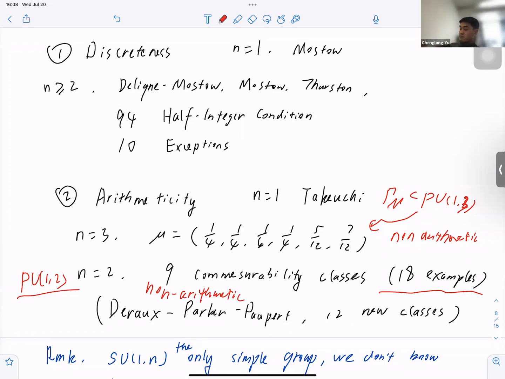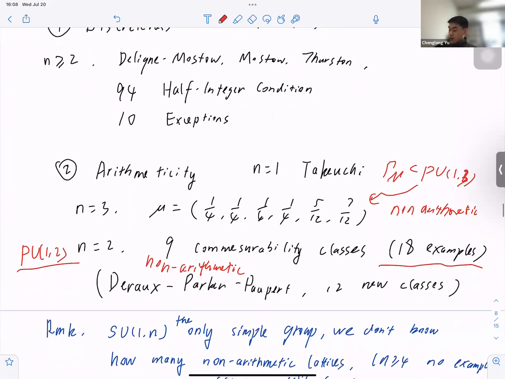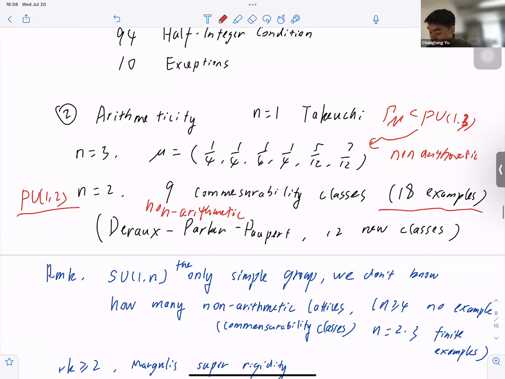So for n equals 1 and n greater or equal than 2, the behavior is quite different. For n equals 1, there are infinitely many non-arithmetic groups, and for n greater or equal than 2, there are only finitely many of them. And another interesting example was obtained by Deraux, Parker, and Paupert. They found 12 new commensurability classes of those groups inside PU(1,2). So it's not given by this Deligne-Mostow theory or this parameter mu. It's given in some other forms.